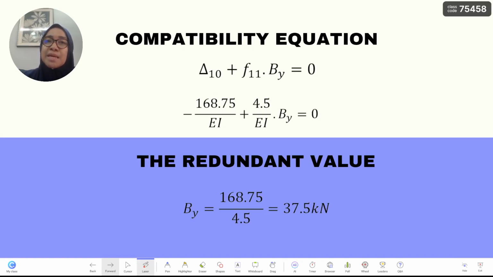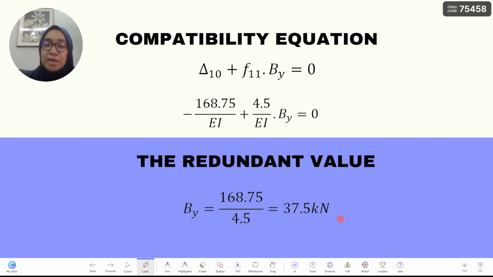And the problem is the redundant. Because we cannot determine 3 unknown reactions because of this redundant. So we need to determine the redundant first. The redundant we determine by solving the compatibility equation. So we rearrange back, and we get By is equal to 37.5 kilonewton.